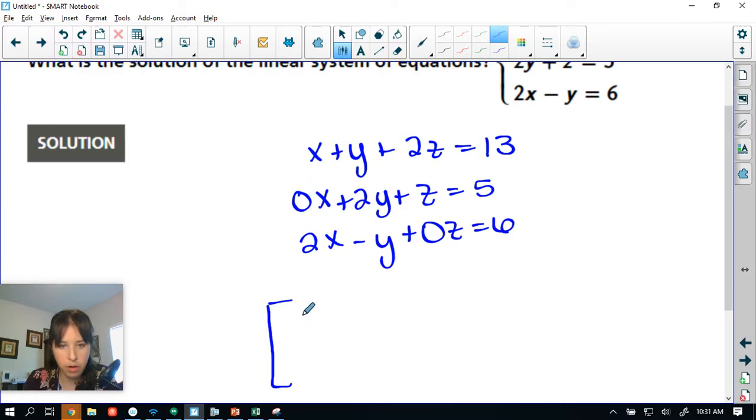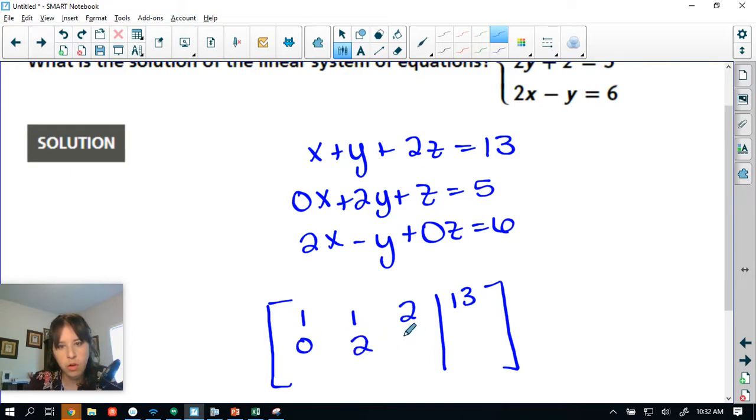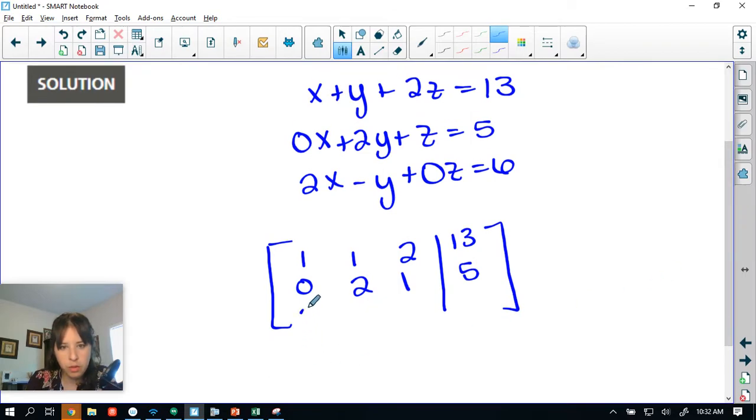So this first one is 1, then y is 1, then z is 2, and that equals 13. The second one is 0, 2, 1, and 5. And then the last one is 2, negative 1, 0, and 6.